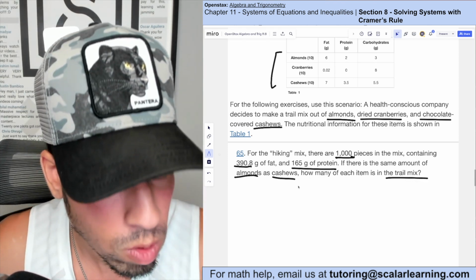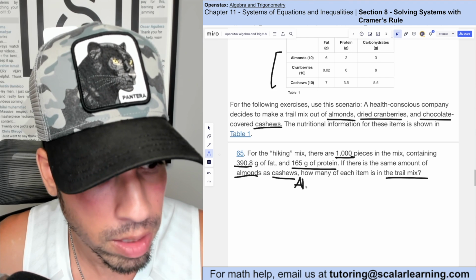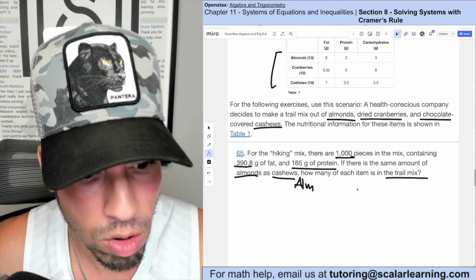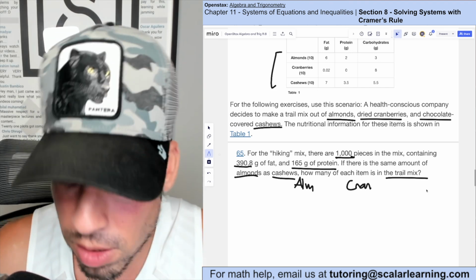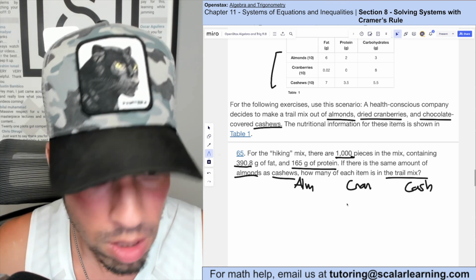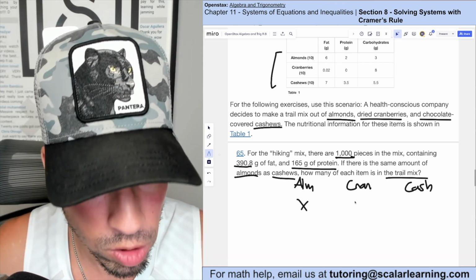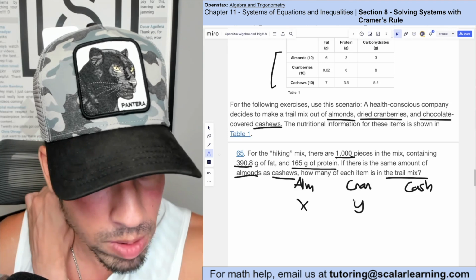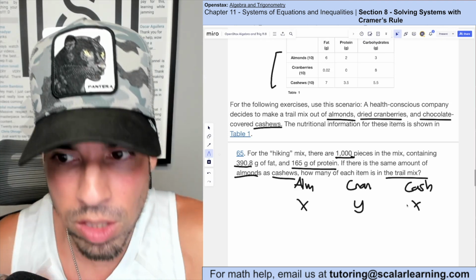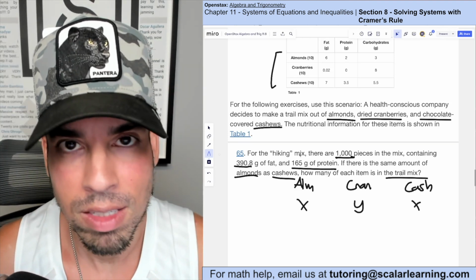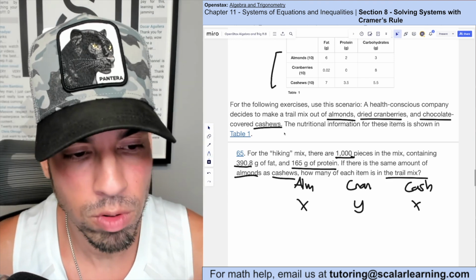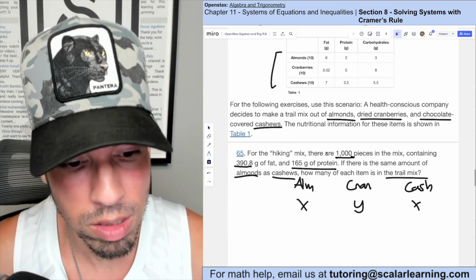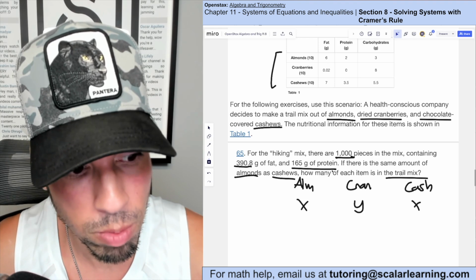All right, so we can start by just labeling, writing this out. Almonds, cranberries, and cashews. And we got x for almonds, y for cranberries. But again, almonds and cashews are the same, so why not reuse x? This is going to be pretty cool, because what normally would be a 3-variable system, maybe we can make it a nice 2-variable, make this simpler.